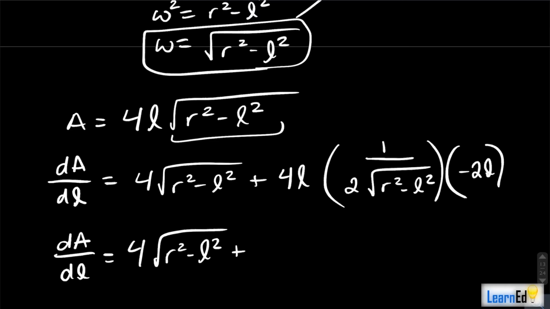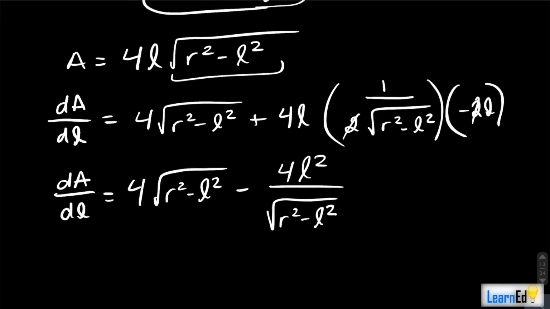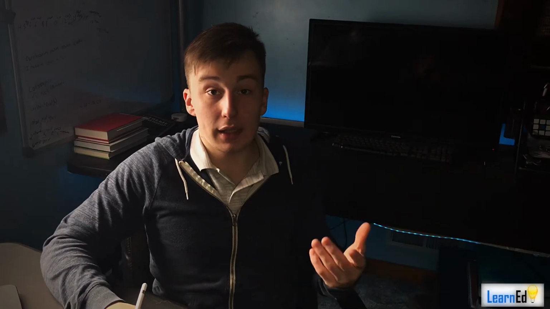well, first off, we have one negative here, so this will actually be minus. Okay, the 2's cancel, and so we get a minus 4L squared now, because we have 2 L's, we have an L here and an L here, and we get that this is over the square root of r squared minus L squared. Okay, so that's our whole derivative equation.